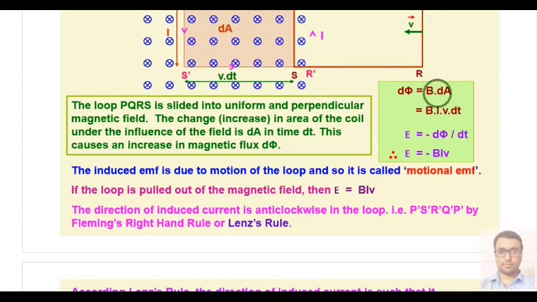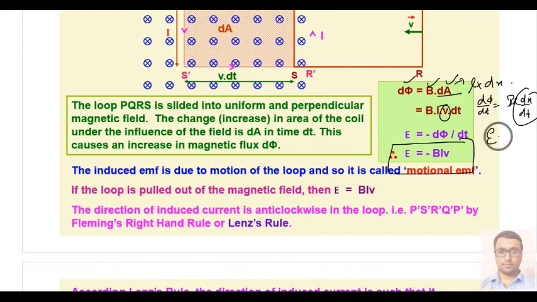For that we have d phi equal to B dot dA, and dA is the area, that is length into displacement. So d phi by dt will be B into L dx by dt, and this converts to velocity. So our expression for EMF comes out as E equal to B L V. The induced EMF is due to motion of the loop, so it is called motional EMF.